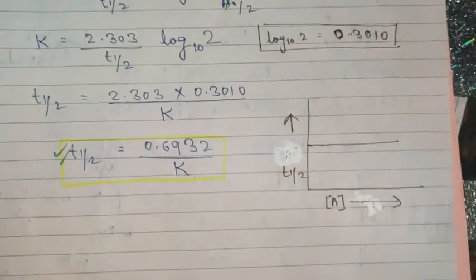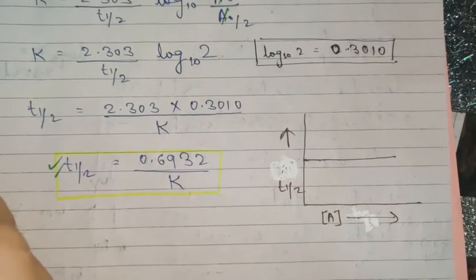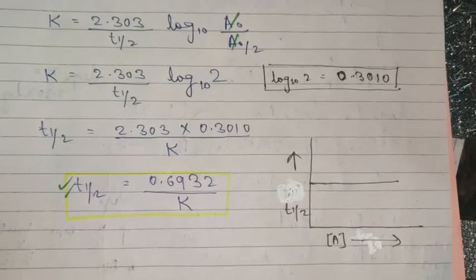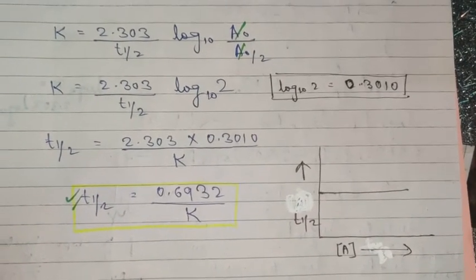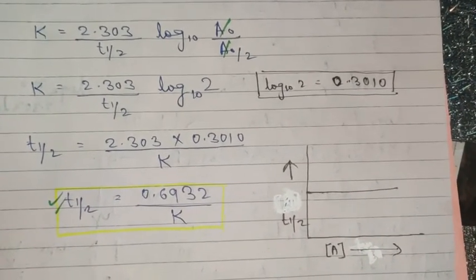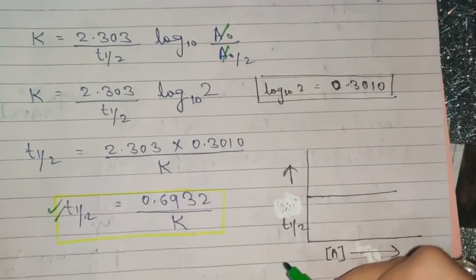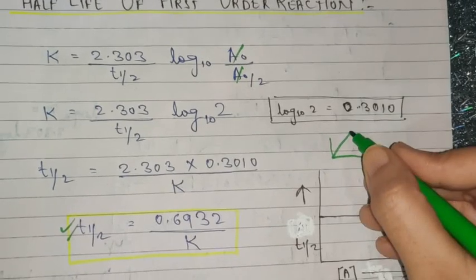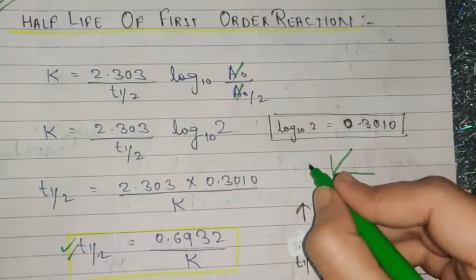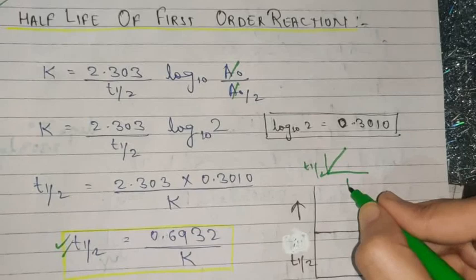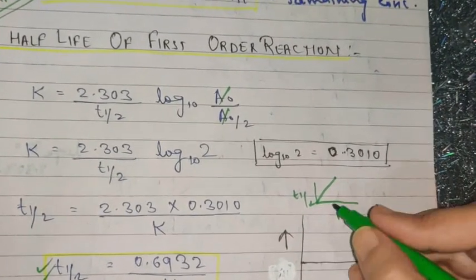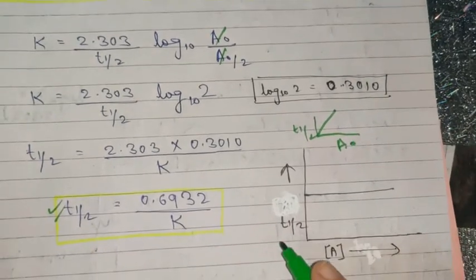Now again, reminding you of a very important question from 2019, which I told you in my previous video also, for zero order and now for this first order. Two graphs were mentioned. One was for zero order. For zero order, the graph was like this. I'm just making a small graph here for your better understanding. t half versus A naught. And the graph was like this. And another graph was like this.